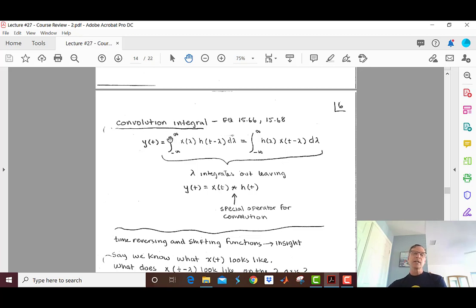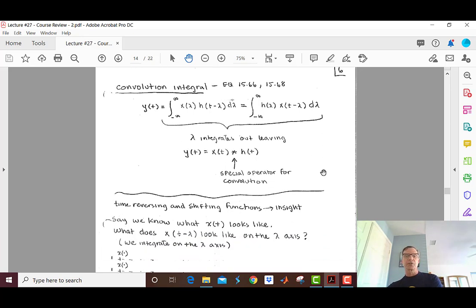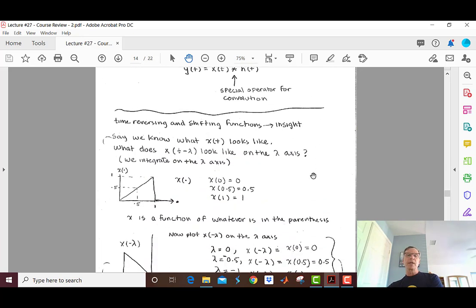And this integral, I like to put some intuitive insight behind it. So let's look at time reversing and shifting functions, because everybody thinks that we ought to be good at this and we ought to know how to do this, but I got to be honest, I get messed up on this all the time. And I'm going to show you the little way that kind of helps me.